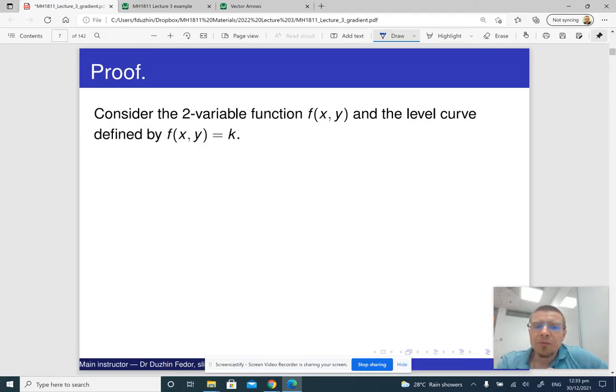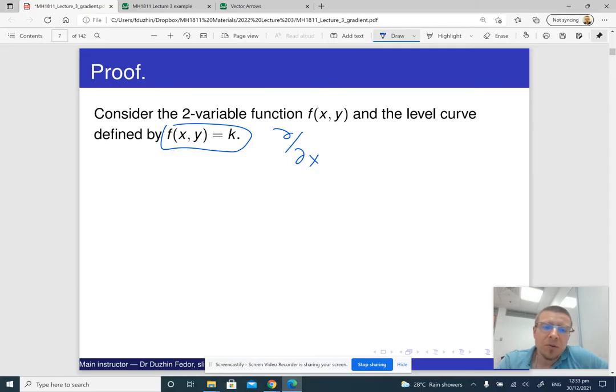So, if we have a two variable function here and a level curve, what I'm going to do now is differentiate this with respect to x. Okay, so how do I differentiate this with respect to x? I'm going to differentiate this with respect to x.